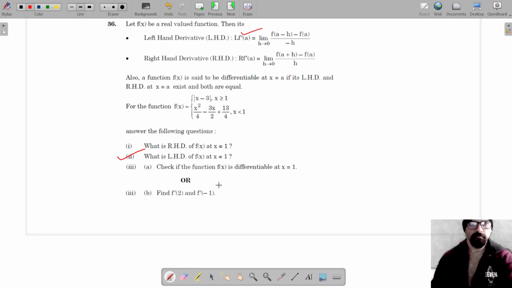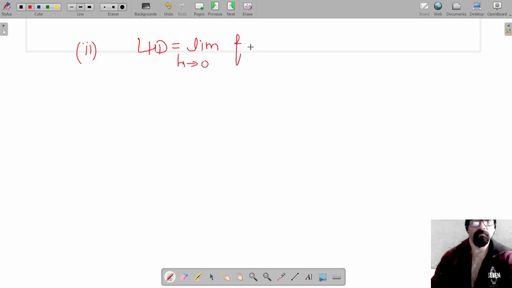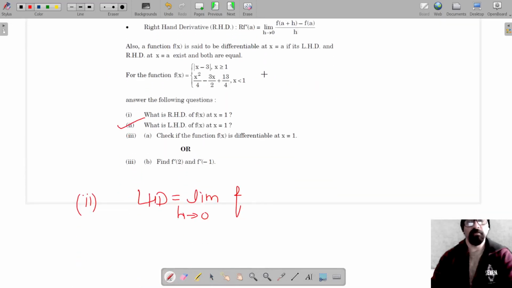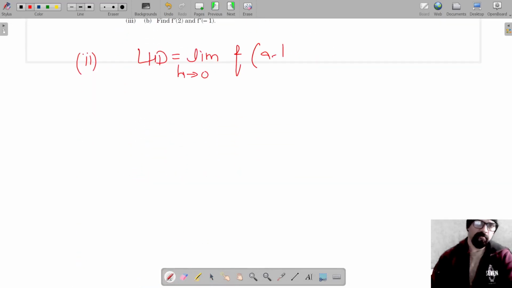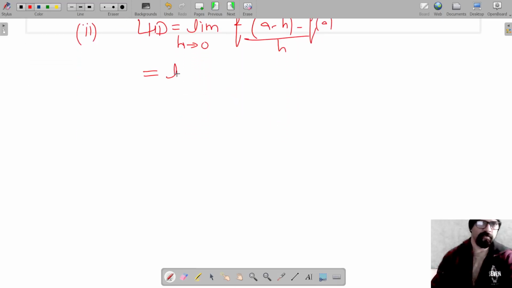Okay, so our formula for left hand derivative. This is the second one. We have to find the left hand derivative, and left hand derivative is given by limit h tends to 0, and the formula is f of a minus h minus f of a upon h. Now we have to find the derivative at x is equal to 1. So a is 1. So this becomes limit h tends to 0, f of 1 minus h minus f of 1 by h.